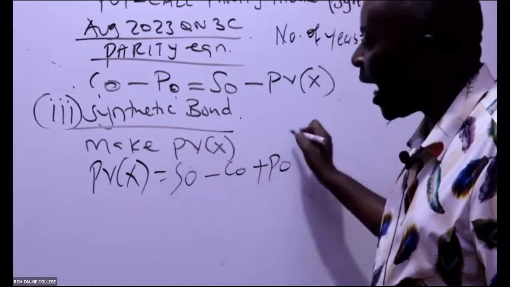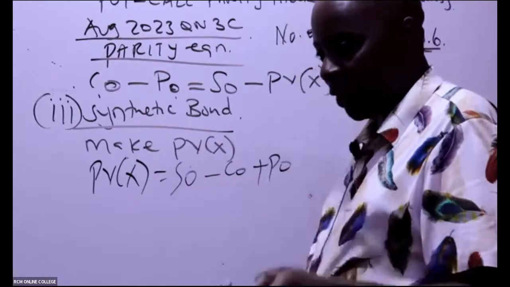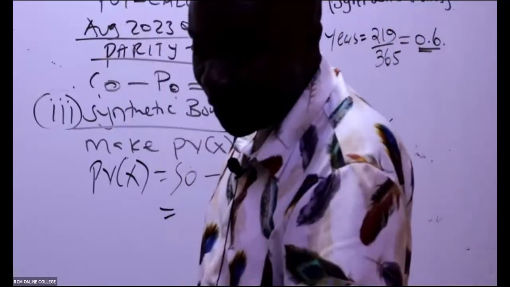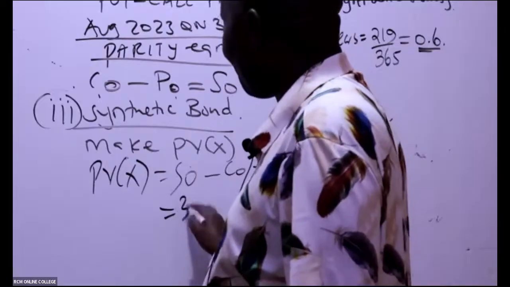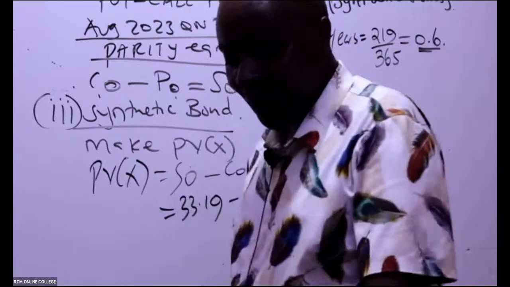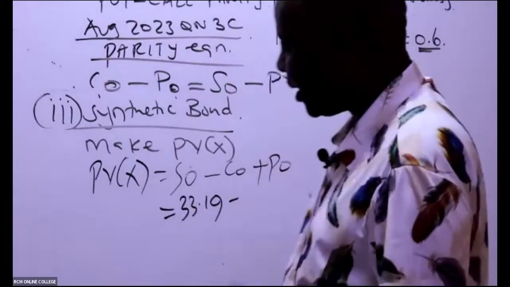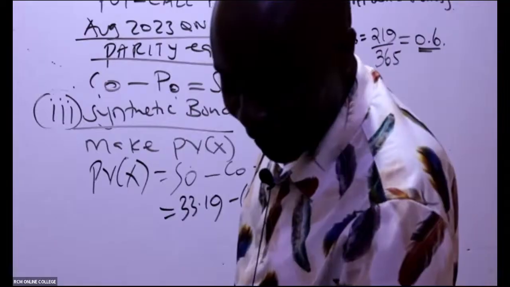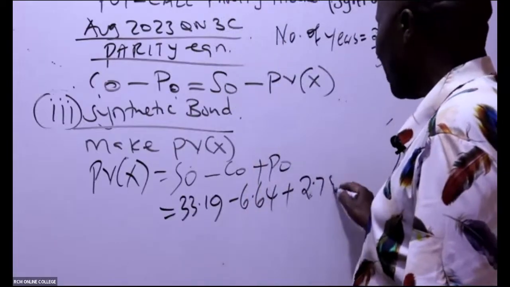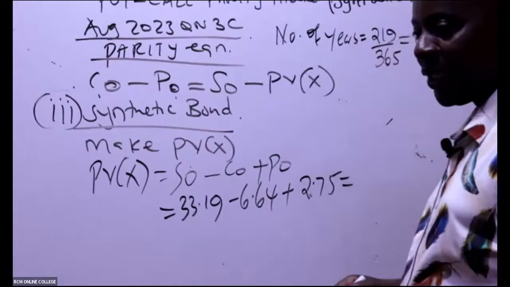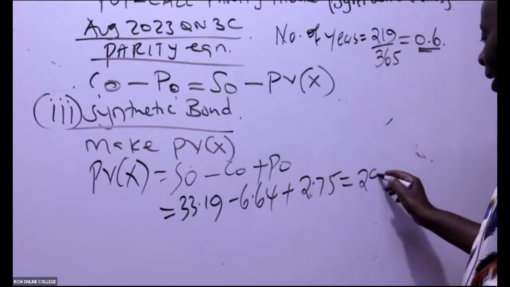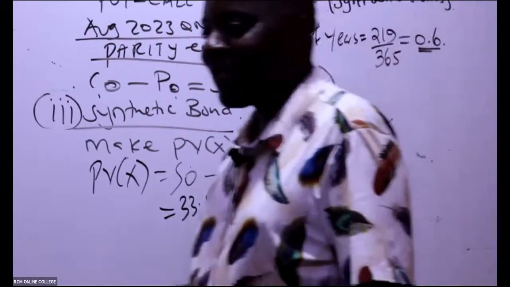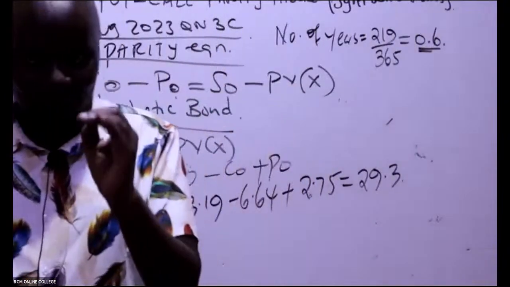Remember here you're using actual values that are given in the question. SO is the stock price, 33.19. Minus the call price, which is 6.64. Plus the put price. Put price is what here, somebody? 2.75. So what figures are you able to get, ladies and gentlemen? Here I'm being given a figure of 29.3.